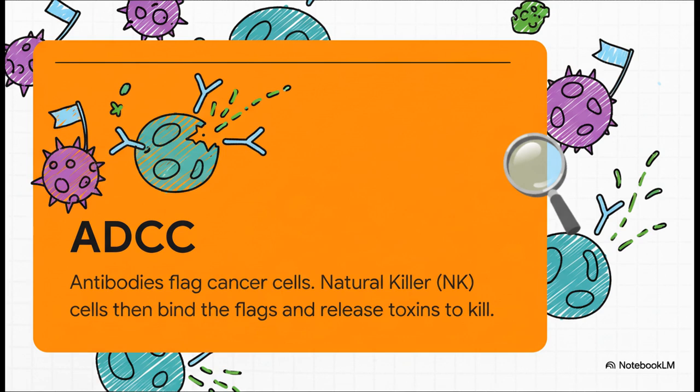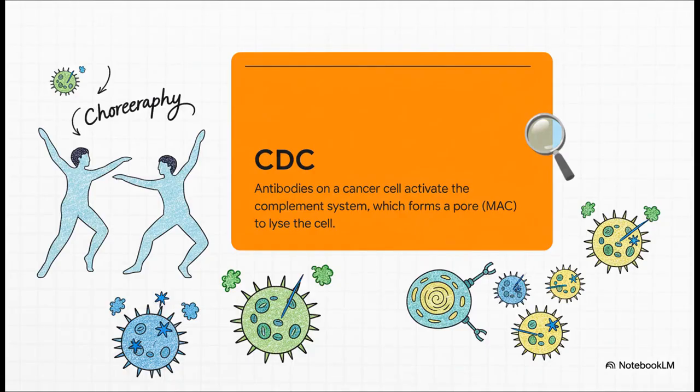The NK cell zooms in, grabs onto those flags, and unleashes toxins that just obliterate the cancer cell. It's so targeted and so precise. But that's not the only trick these antibodies have up their sleeve.